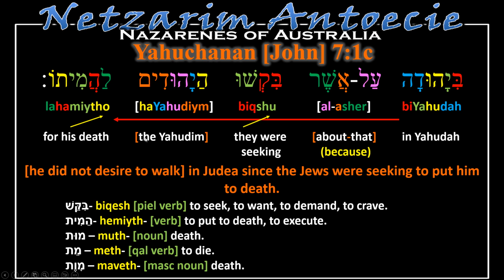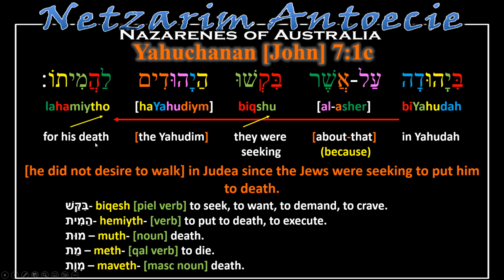Ha-Yehudim, that's who, the Yehudim, the Jews. La-ha-mito, for his death. Right, we look down here. Hemit is a verb to put to death, to execute. Then we have mut, which is a noun meaning death. Then we have met, which is a kal verb to die. And then mavet, masculine noun meaning death. So I'm giving you all these variations of it so that you can identify them when you see it.